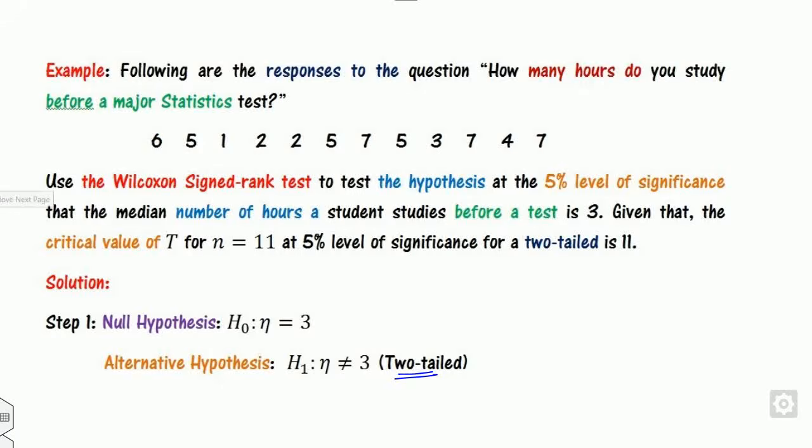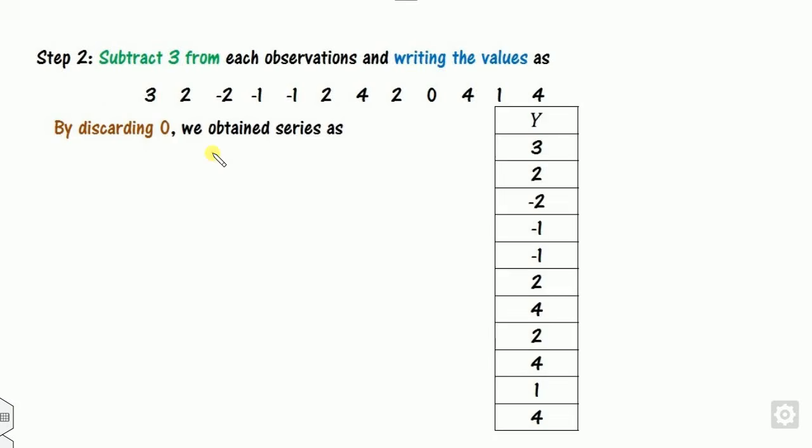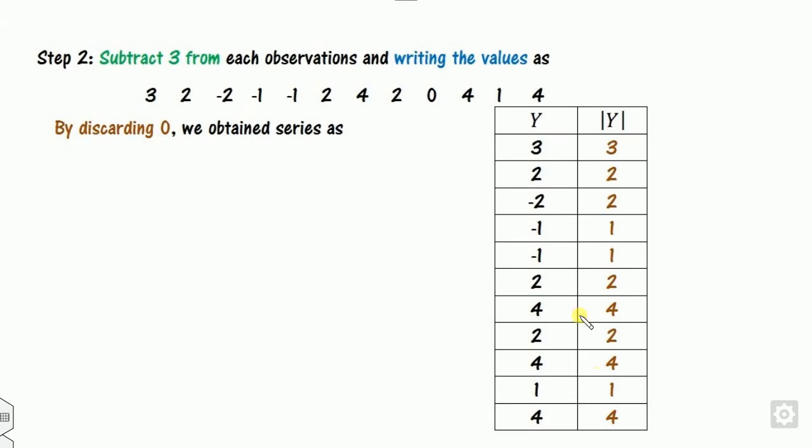Now for step 2, we have to compute T positive and T negative. How to compute them? We subtract 3 from each number. So this is 3, then 2, then minus 2, then minus 1, and so on. If there is any 0, then you can discard it, and the remaining entries can be represented as y. Then take the modulus of y here.